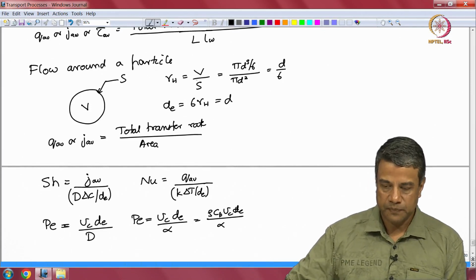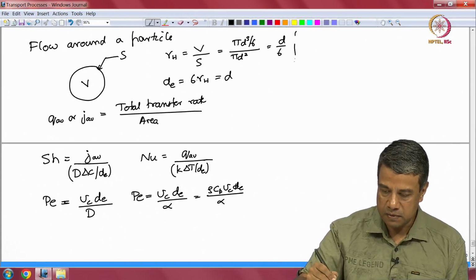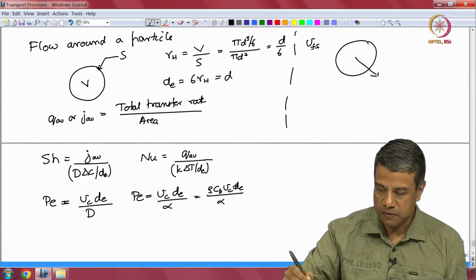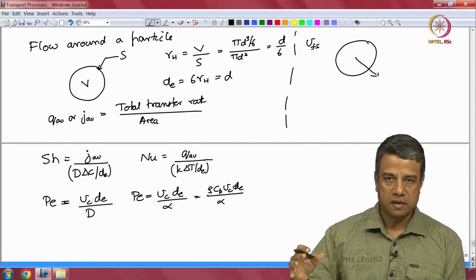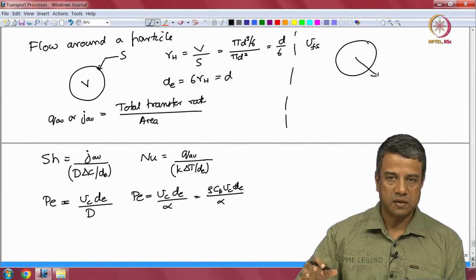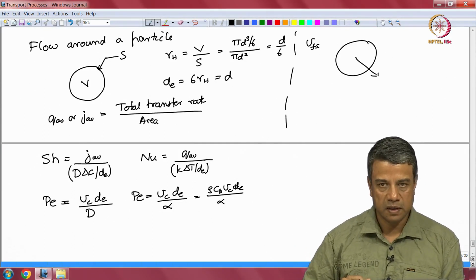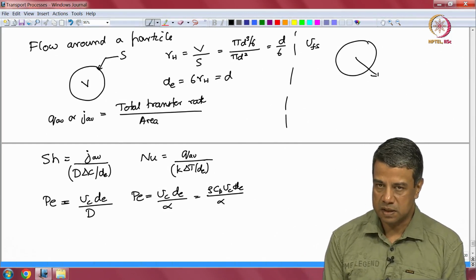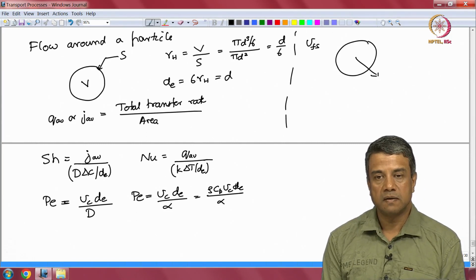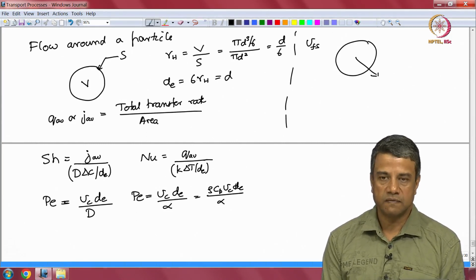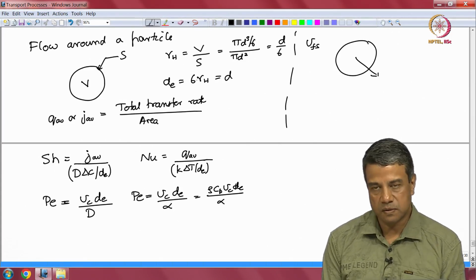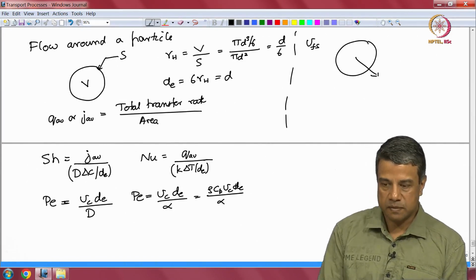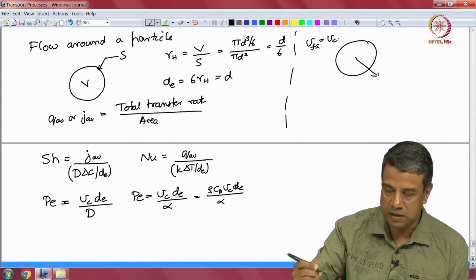For flow around a particle, the characteristic velocity is what is called the free stream velocity. If I have an object moving with respect to the fluid, of course the fluid close to an isolated object will move because of the object moving. If you go sufficiently far away, there will be no fluid velocity if the fluid is stationary. The difference between the velocity of the object and the velocity far from the object in the fluid is what is called the free stream velocity. This is equal to the characteristic velocity in this case.